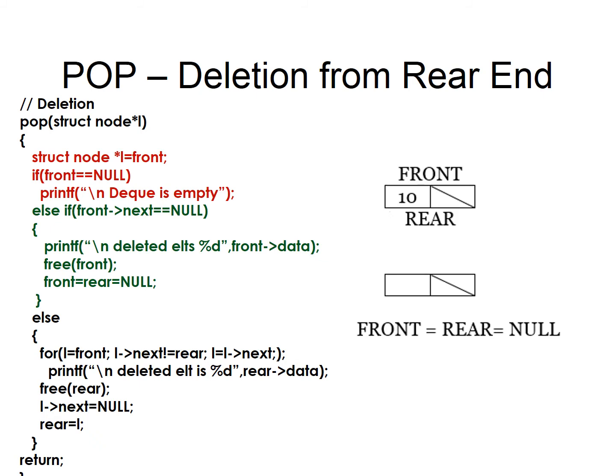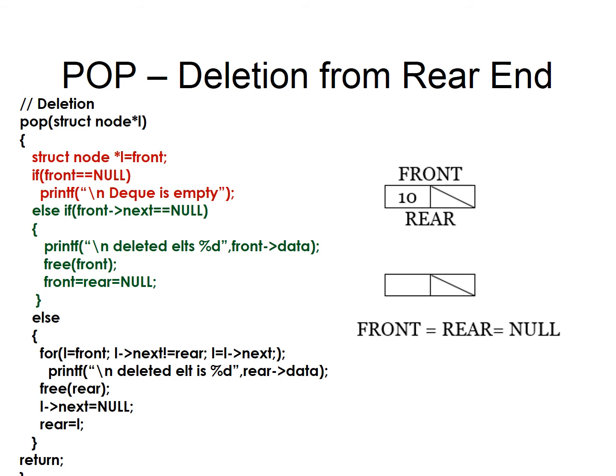So the next deletion in the double-ended queue is pop, which will delete an element from the rear end. We are going to take the example that there is only one element in my double-ended queue. So first we'll check whether the queue is empty or not. How do I check? Usual, front is equal to null. If this condition is satisfied, my double-ended queue is empty.